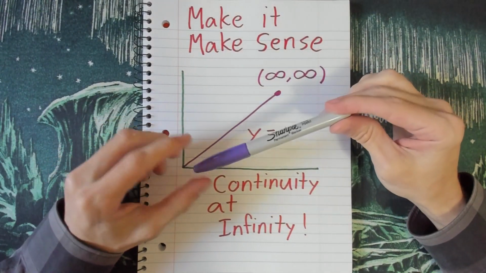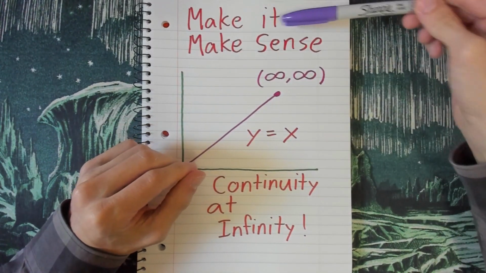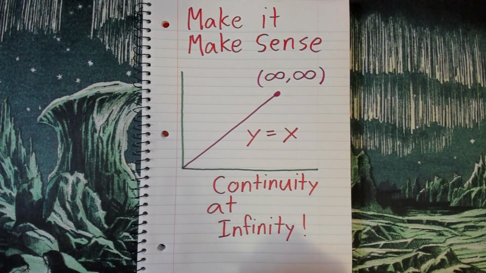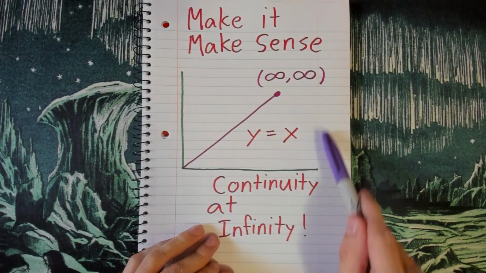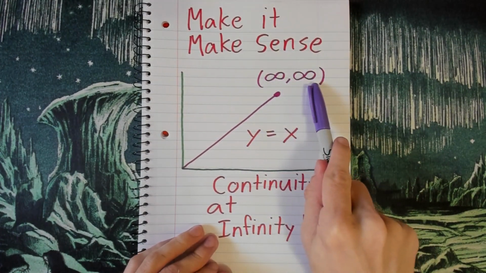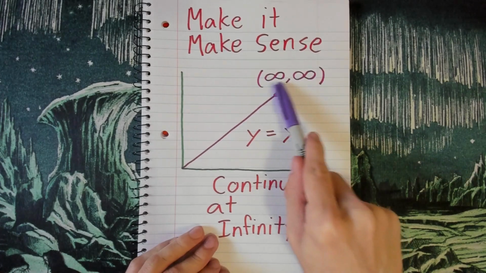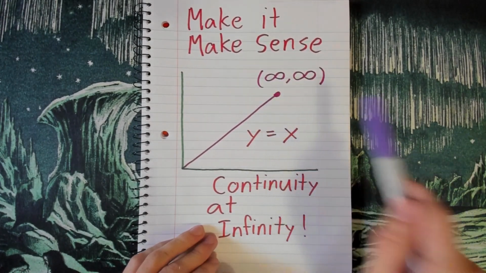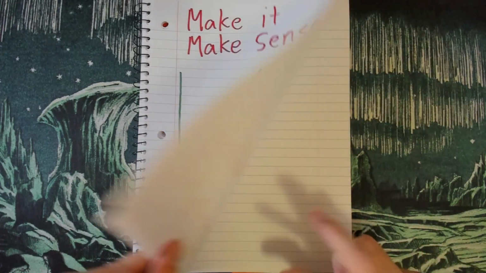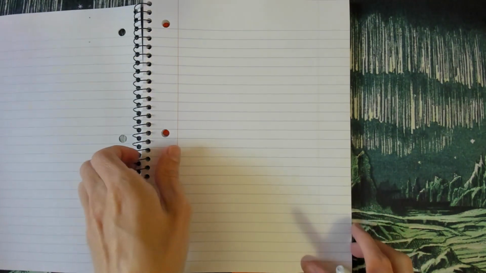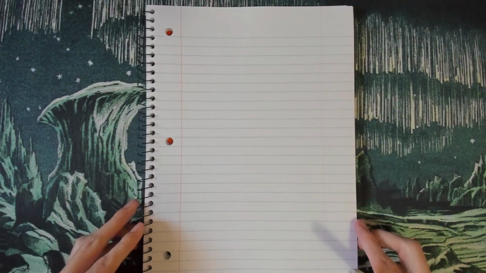Hello. This is the show where we're gonna make it make sense, or we're gonna try to at least. So here I've got y equals x, but it goes all the way to infinity comma infinity, and I'm gonna say that as a function, it's gonna be continuous there. I'll go in a little bit more detail.